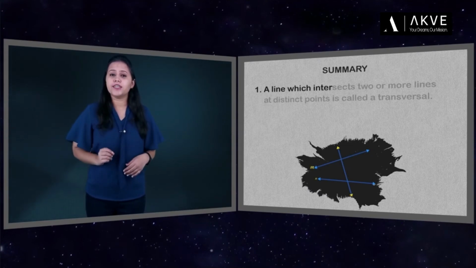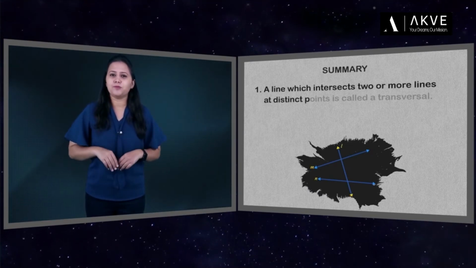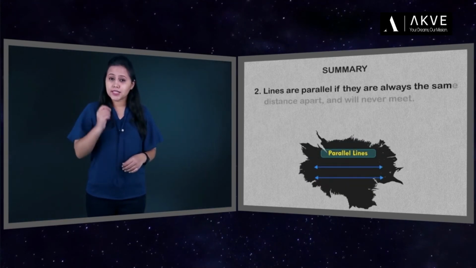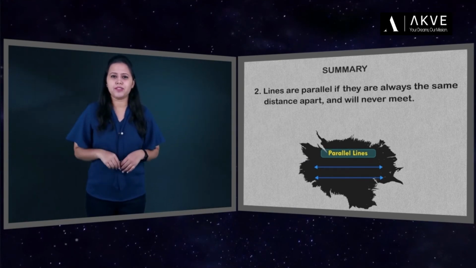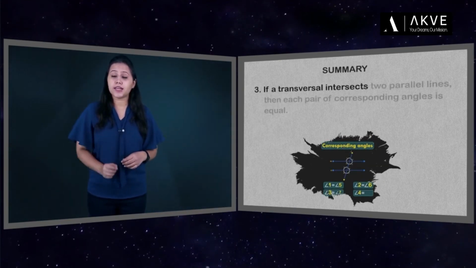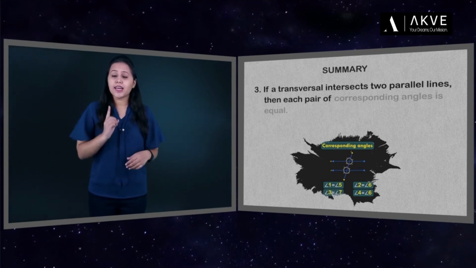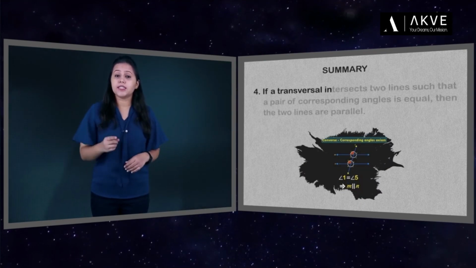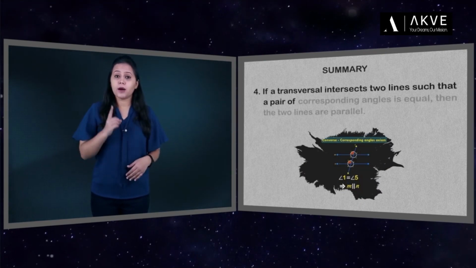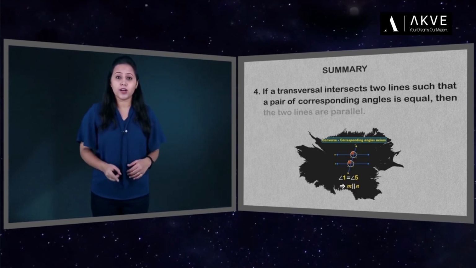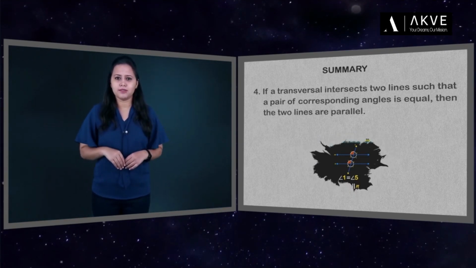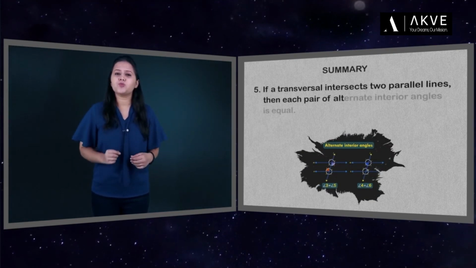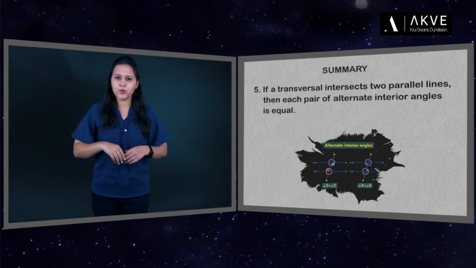A line which intersects two or more lines at distinct points is called a transversal. Lines are parallel if they are always the same distance apart and will never meet. If a transversal intersects two parallel lines, then each pair of corresponding angles is equal. If a transversal intersects two lines such that a pair of corresponding angles is equal, then the two lines are parallel. If a transversal intersects two parallel lines, then each pair of alternate interior angles is equal.